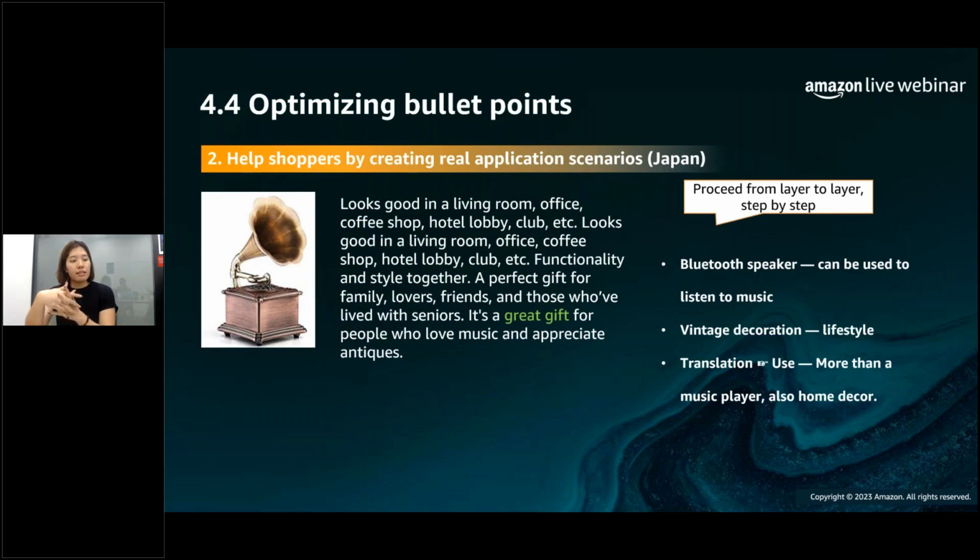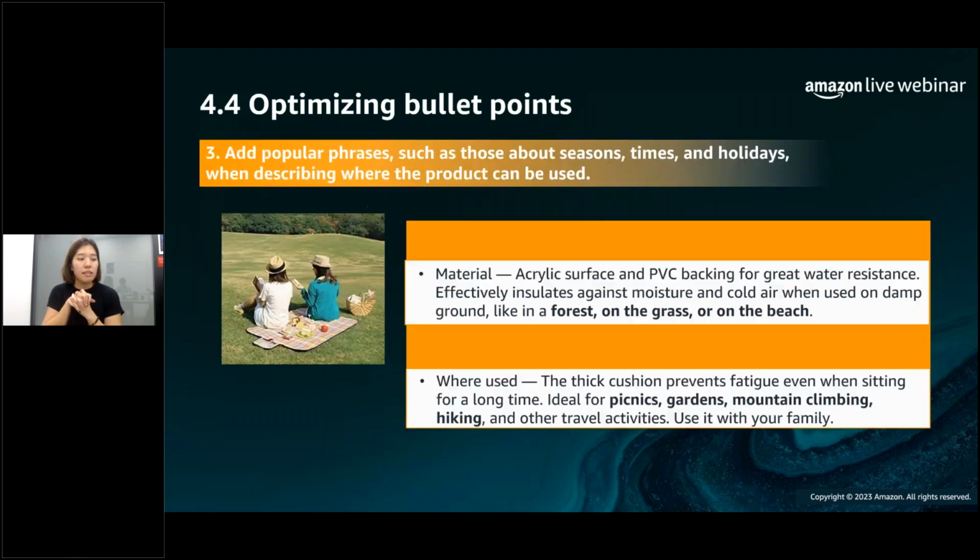Also, you do want to help shoppers to create a real application scenario. In this case, for Japan, if today we are giving this Bluetooth speaker, we want to make sure that it is very vintage, very nice, more suited for seniors who love music and appreciate things. Also, you can add popular phrases, for example, this picnic mat is water resistant. If you spill water when you're eating, it's fine, and you can use it on forest grass or on the beach. So you want to make sure that it's really applicable and relatable.